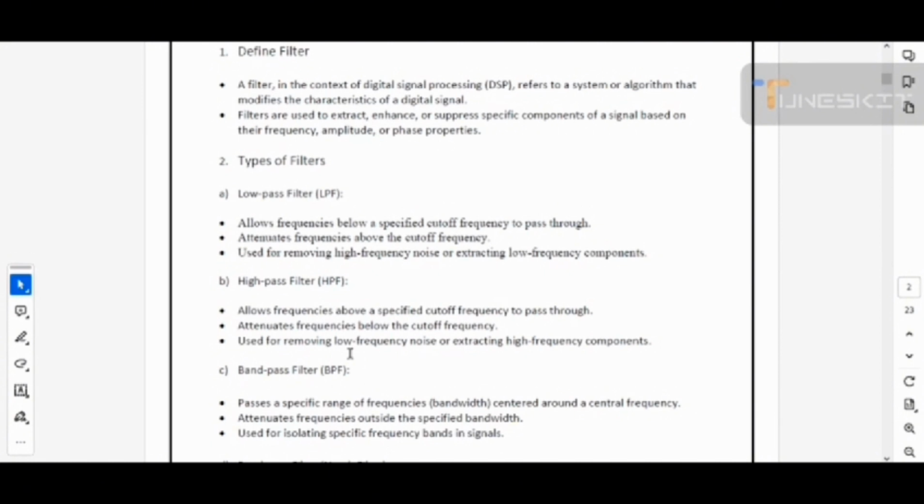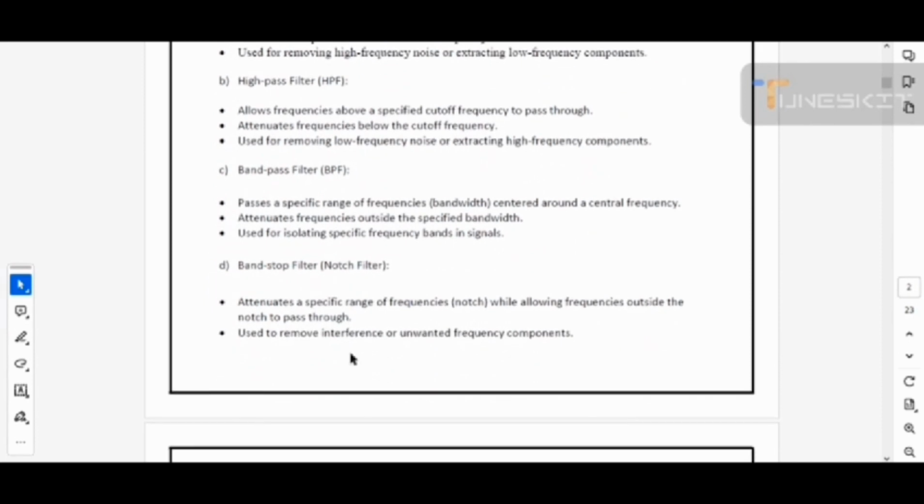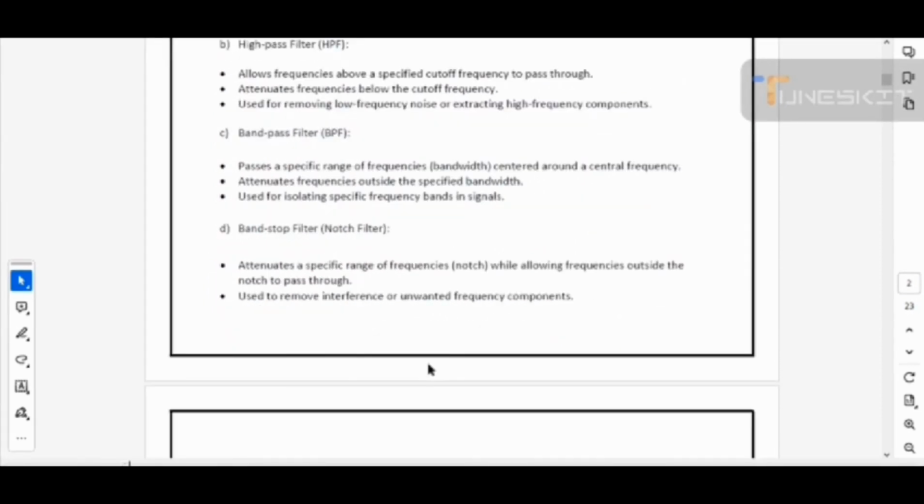First is low pass, second is high pass, third is band pass. Low pass allows the frequencies below a specific cutoff frequency, and it is used for removing the high frequency components. High pass allows the frequencies above a specified cutoff, and band pass passes a specific range of frequencies. And the band stop filter attenuates a specific range of frequencies while allowing the frequencies outside the notch to pass through. It is also used to remove interference or unwanted frequency components.